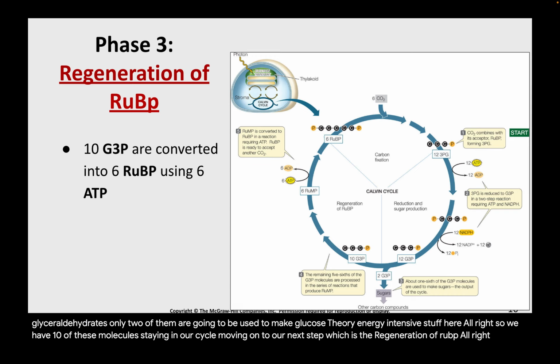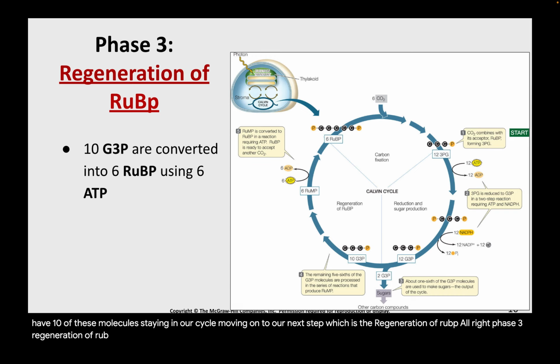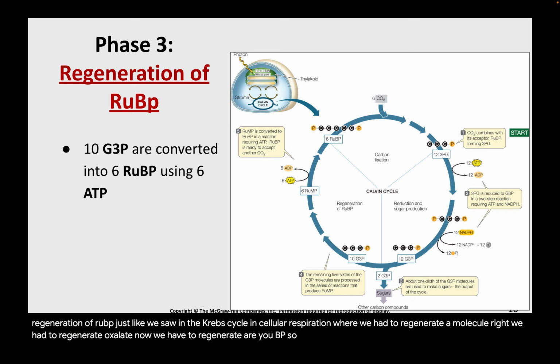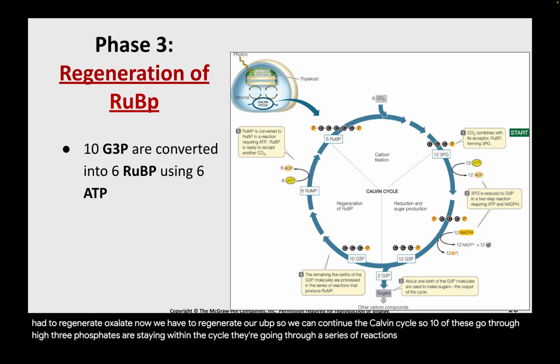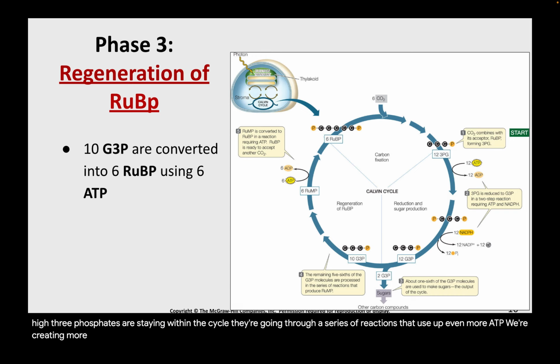All right, phase 3, regeneration of RUBP. Just like we saw in the Krebs cycle in cellular respiration, where we had to regenerate a molecule, we had to regenerate oxaloacetate. Now we have to regenerate RUBP so we can continue the Kelvin cycle. So 10 of these glyceraldehyde 3-phosphates are staying within the cycle. They're going through a series of reactions that use up even more ATP, and as a result, we're creating more RUBP that can then enter back into the carbon fixation cycle and start it all over again.